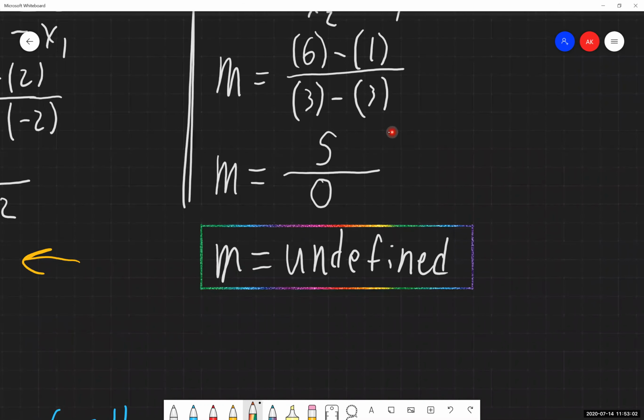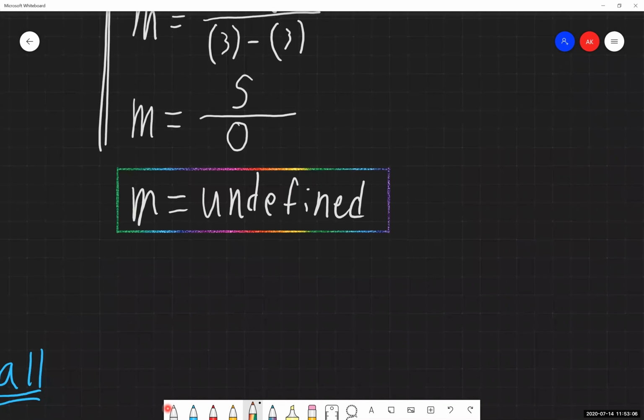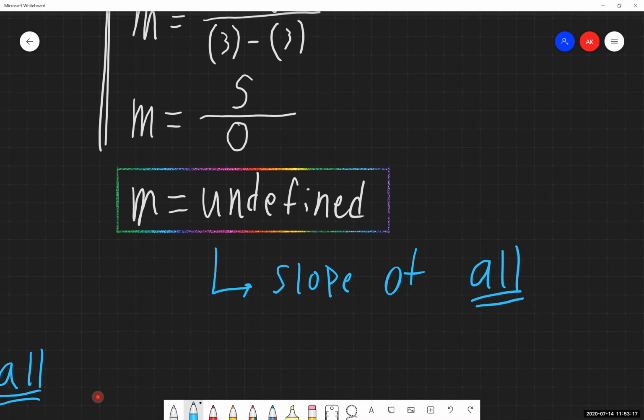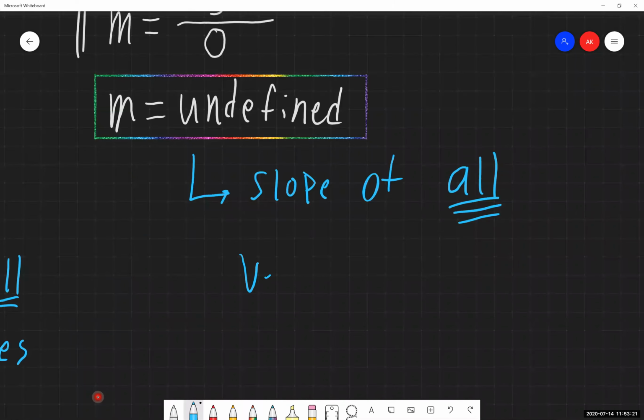which means we can change vertically, but we're not changing horizontally. So if we get this, or we get undefined, or we get some number divided by 0, this is the slope of all vertical lines, just like you guys were saying. Perfect.